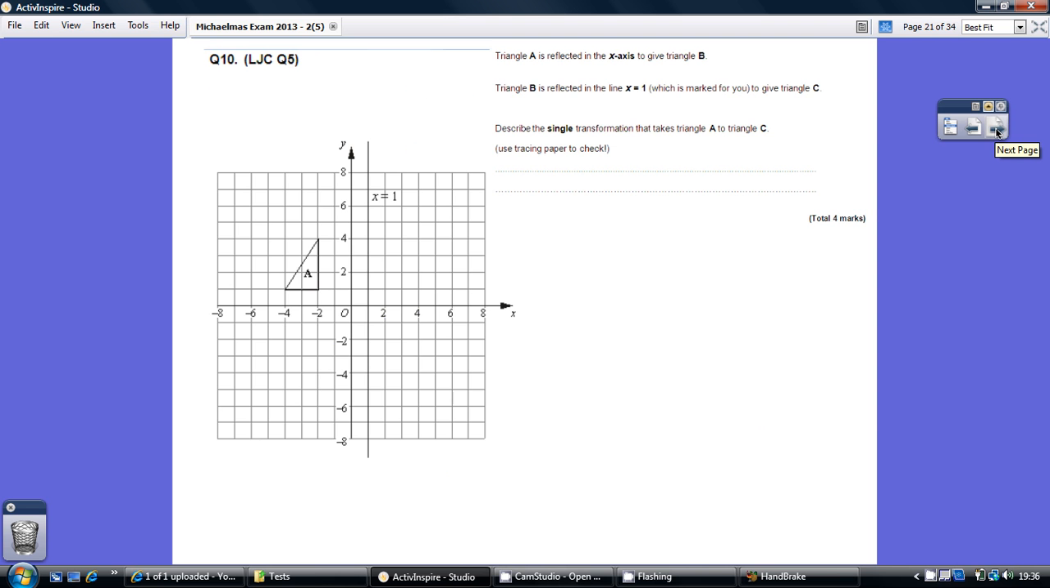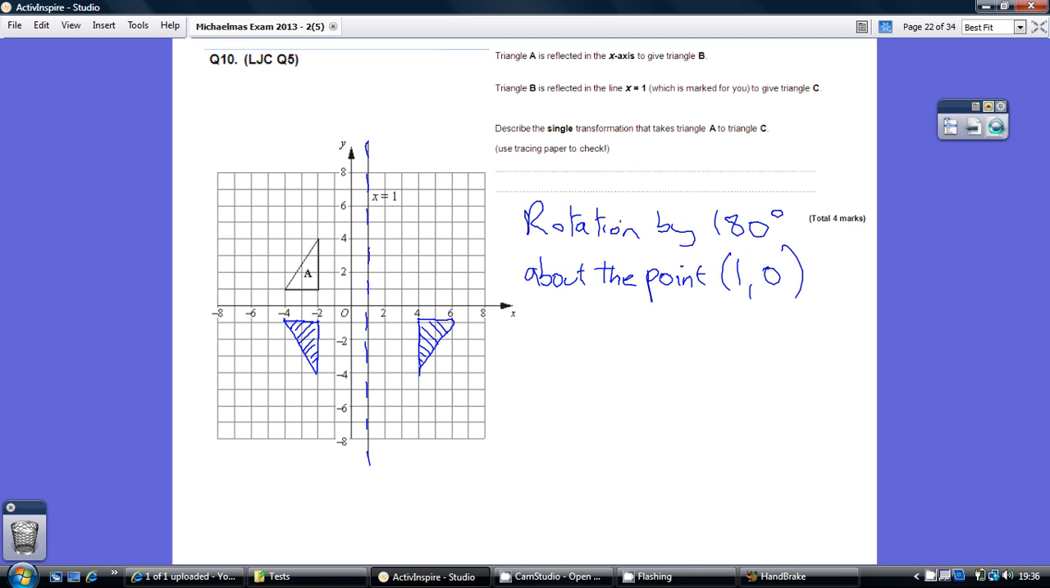Question 10. Okay, make sure you read the question carefully. First of all, we've got to reflect it in the x-axis. That's this axis, the one called x. So it's just a mirror line. Now imagine that's the mirror line and that reflects that across.